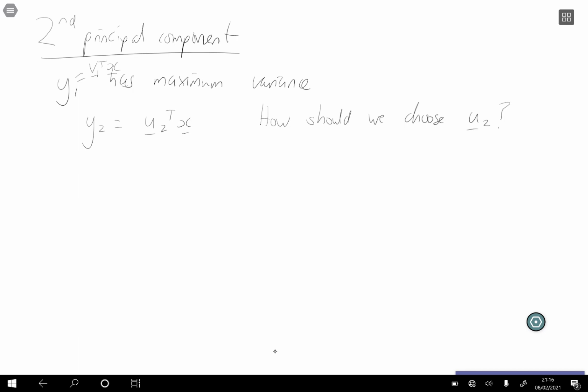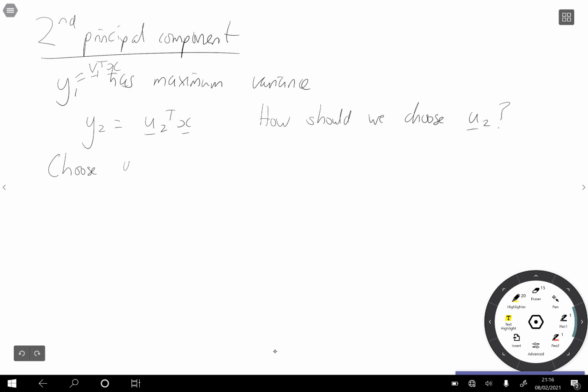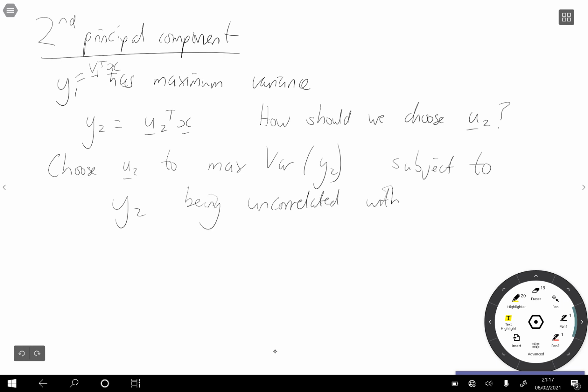We're going to do the same thing. We're going to choose u2 to maximize the variance of y2, subject to y2 being uncorrelated with y1. Why uncorrelated? Well, we don't want to count the same information twice. So it makes sense to pick an orthogonal variable, one that is unrelated to the first transformed variable. We don't want to capture the same information multiple times.